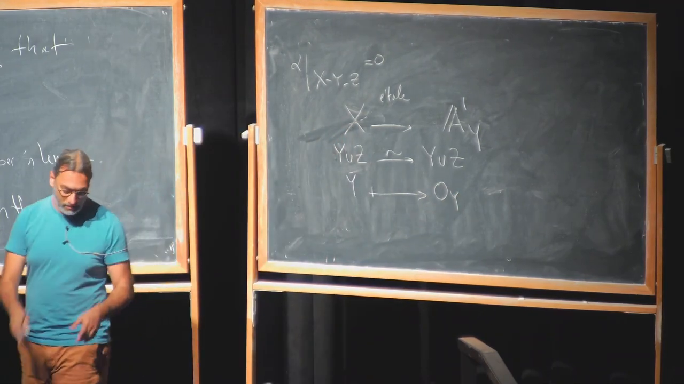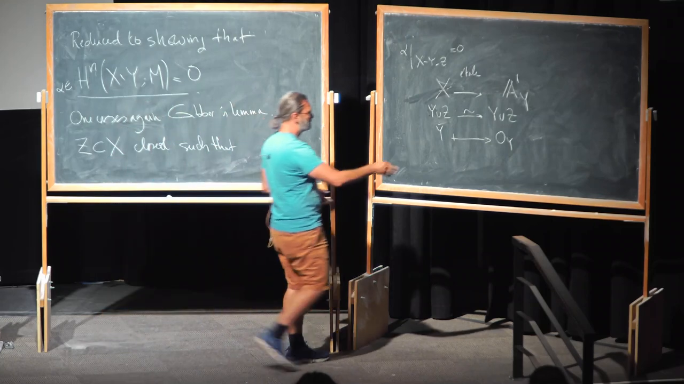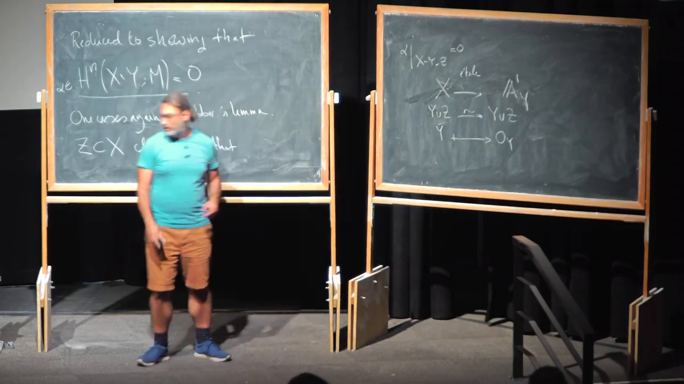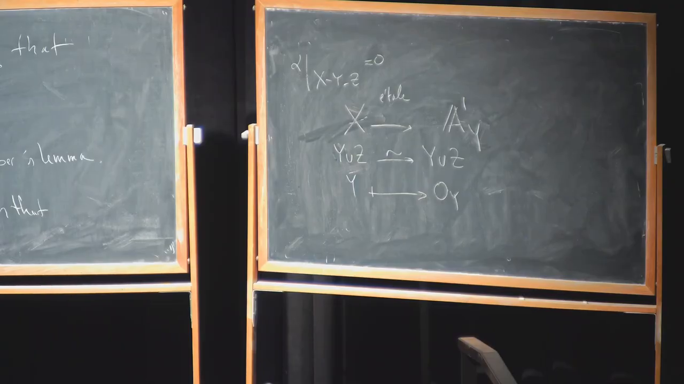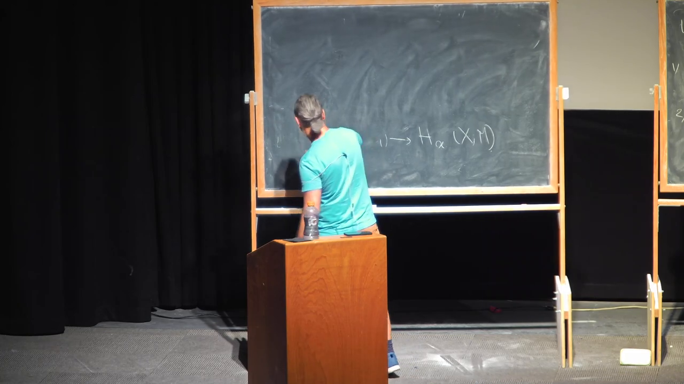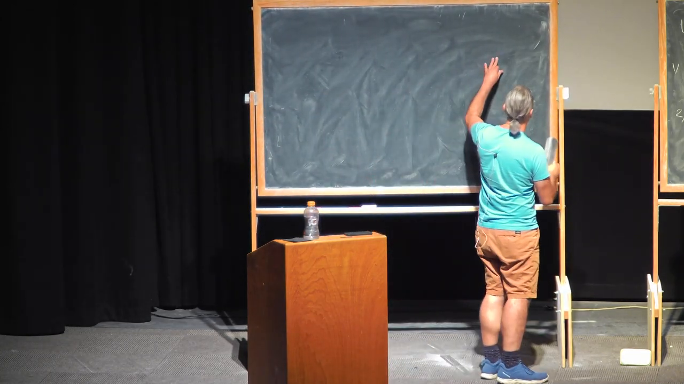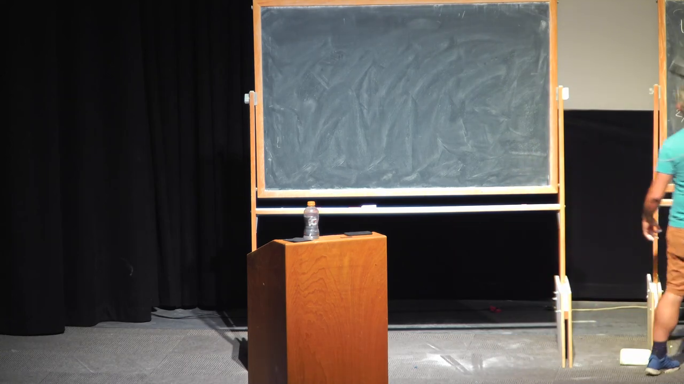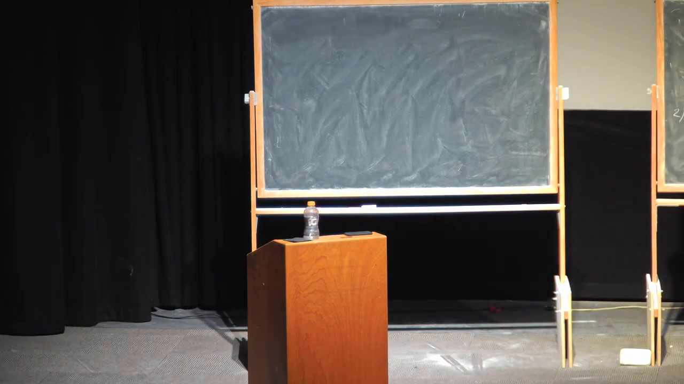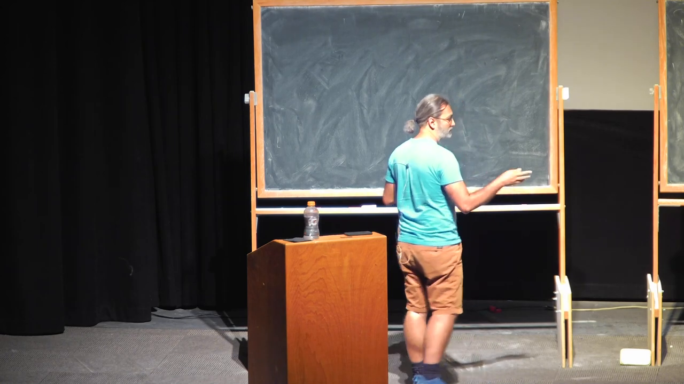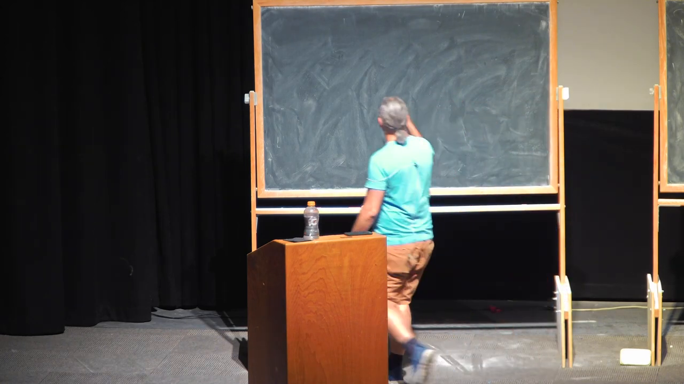Okay, so I can ensure that my y is going to the zero section, z is going somewhere, but that's it. Okay, and now how do we conclude using this? Now we do as usual. So we have a Nisnevich square. So we have this Nisnevich square, which looks like this.